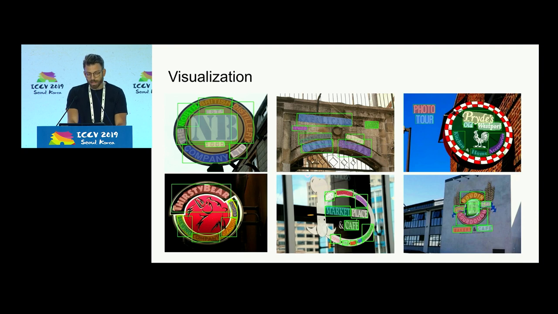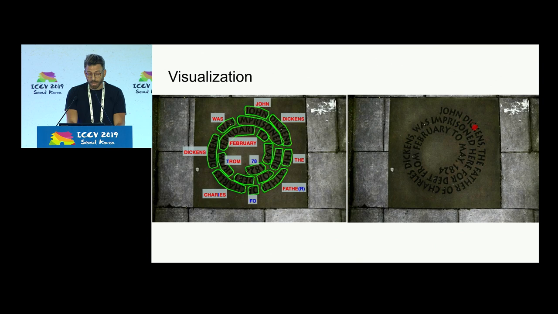Here are some visualizations of our detector. You see the predictive boxes and the corresponding segmentation masks. As you can observe, the segmentation masks accurately capture the layout of curved text. Thanks to this, we can successfully recognize arbitrary oriented and curved text.